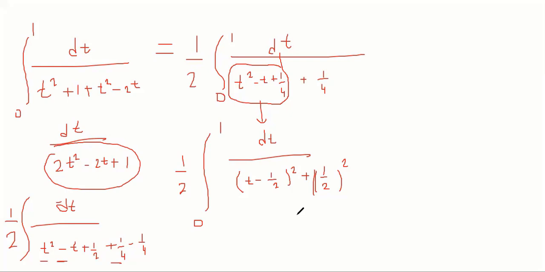1 by a square plus t square and 1 by a square plus x square, what is the integration? Tan inverse of x minus a by x minus a. So what will be the integration of this? This half will remain as it is. No, I am integrating, so this half remains as it is. Integration of the whole thing, I'll write it here, and the limit is 1 to 0. This is the integration of the whole of this.